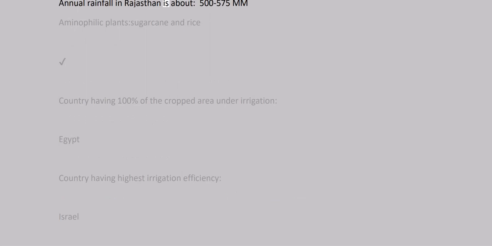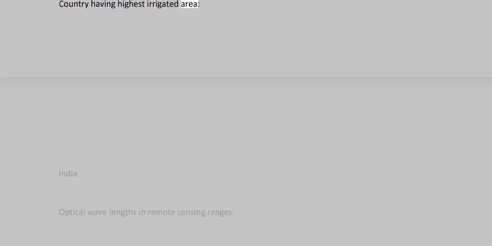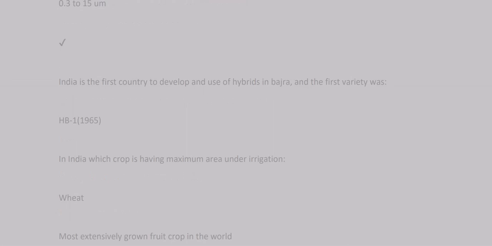Annual rainfall in Rajasthan is about 500 to 575 millimeters. Hydrophilic plants are sugarcane and rice. The country having 100% of the cropped area under irrigation is Egypt. The country having highest irrigation efficiency is Israel. The country having highest irrigated area is India. Optical wavelengths in remote sensing range from 0.3 to 15 micrometers.